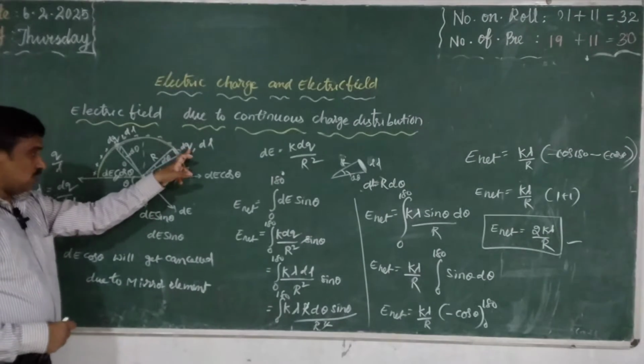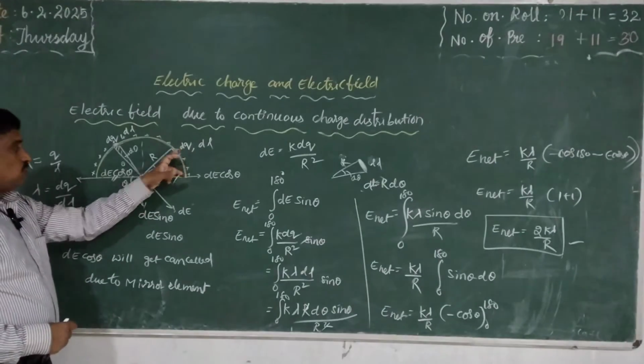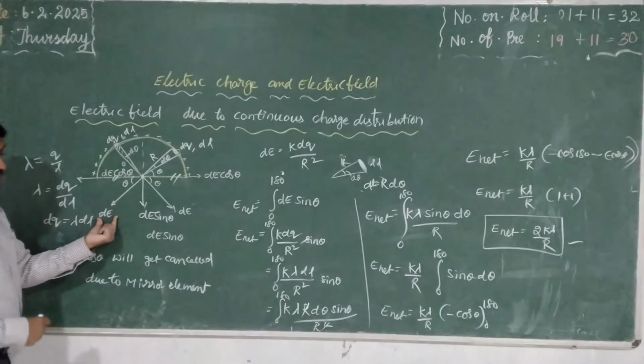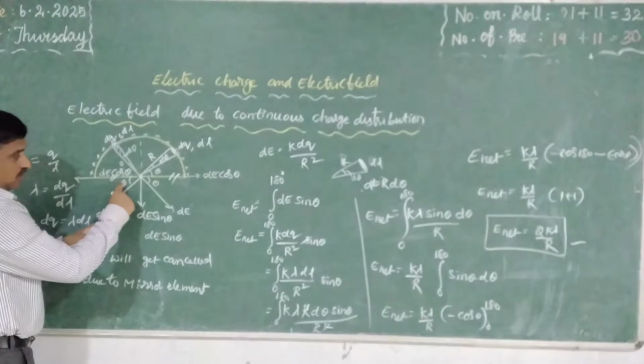Due to this charge, what is the electric field now? The electric field dE is positive here, outwards. That's why dE makes some angle theta. Here theta, here also theta. It makes some angle theta.